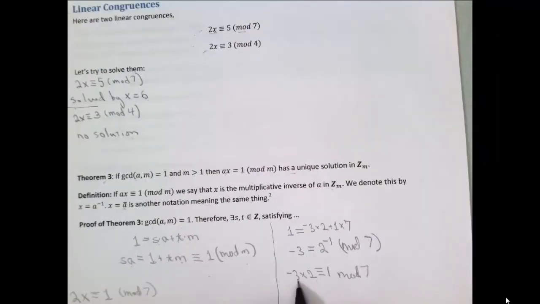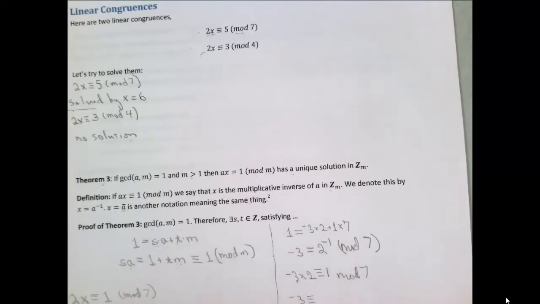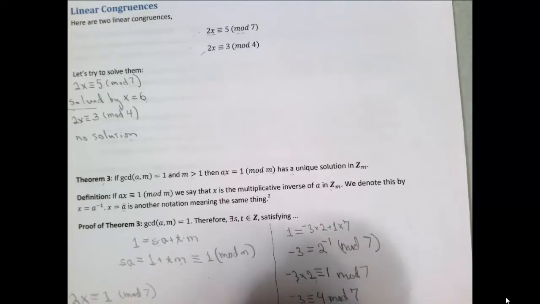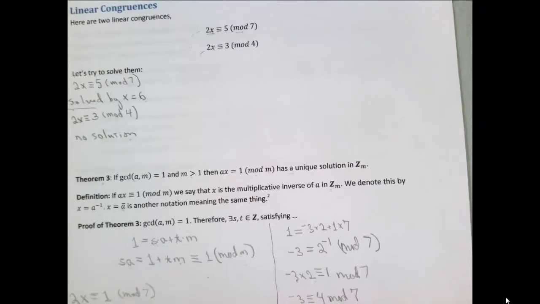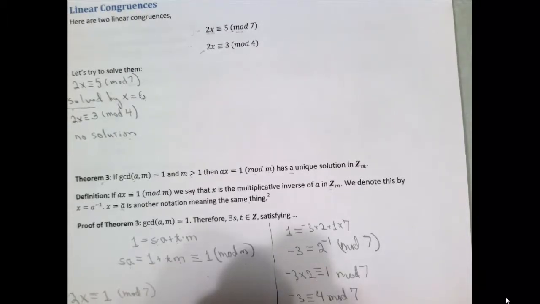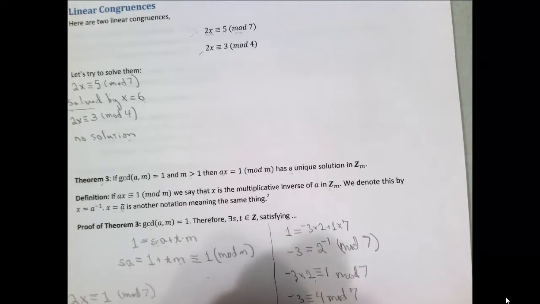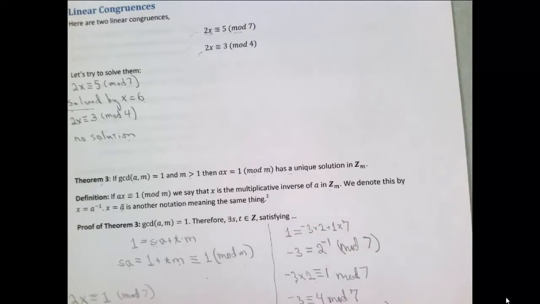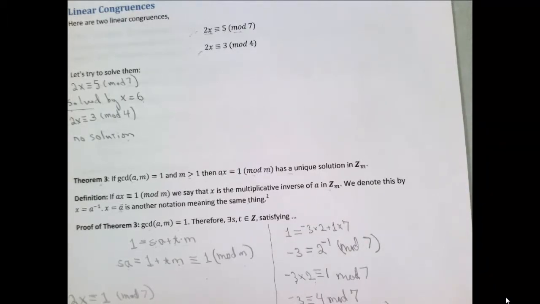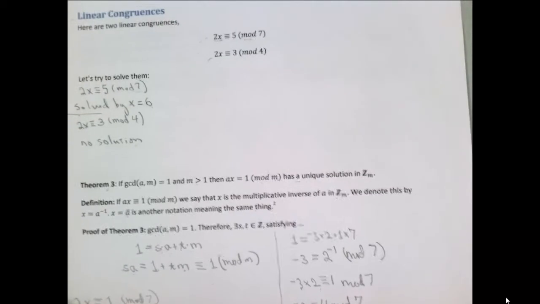Now, of course, minus 3 is probably not the form that we want. Minus 3 is congruent to 4 modulo 7. Therefore, 4 should act as a multiplicative inverse of 2 modulo 7. Let's try it. 2 times 4 is 8, which is indeed congruent to 1 modulo 7. Now, this allows us then to solve the linear congruence. Let's go back to the example that we worked earlier.